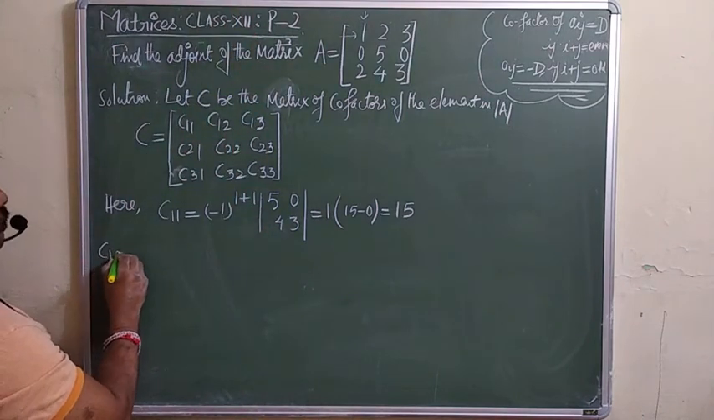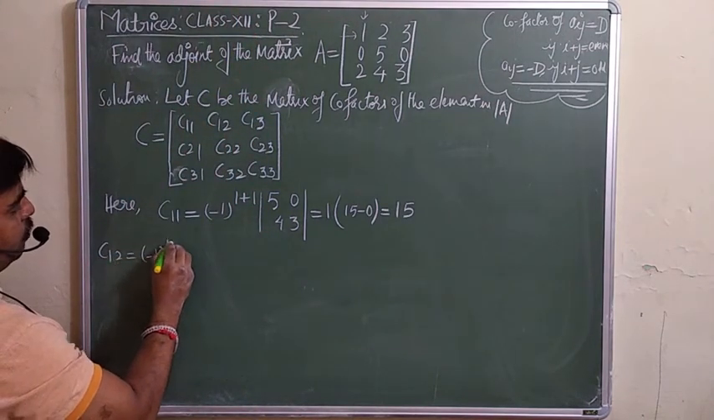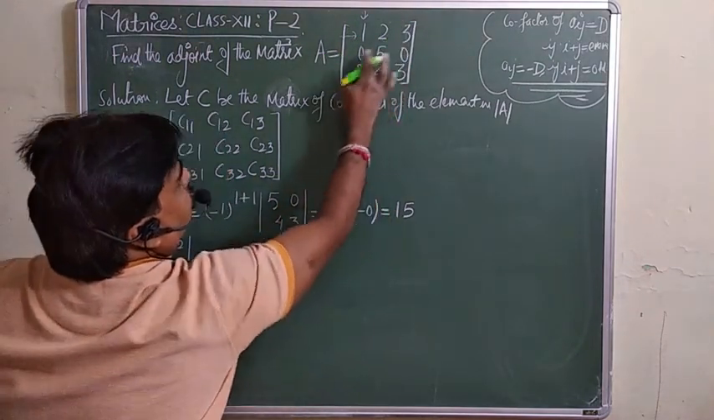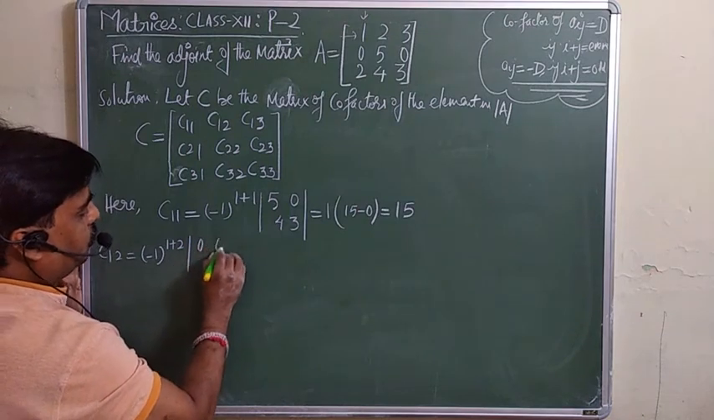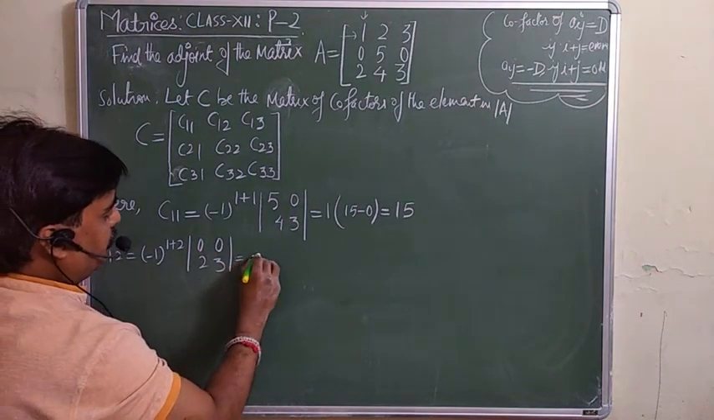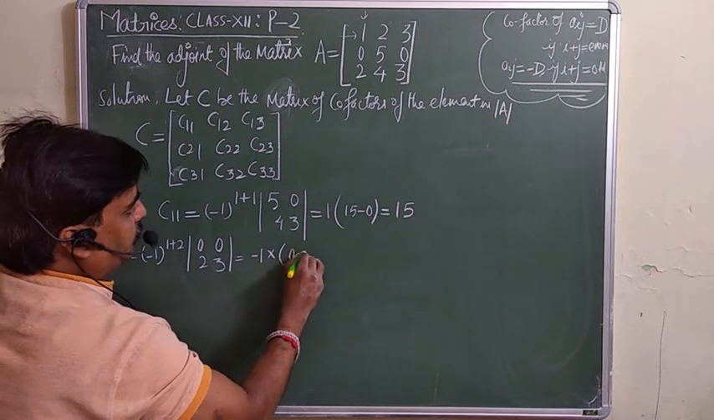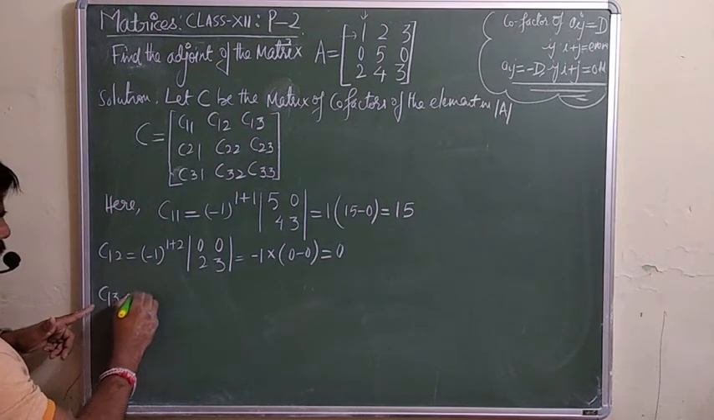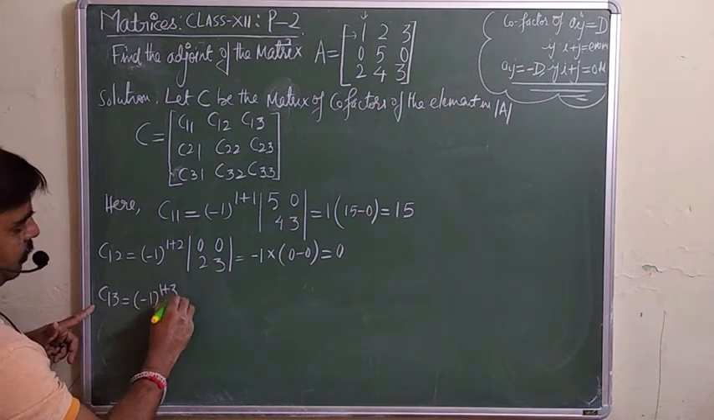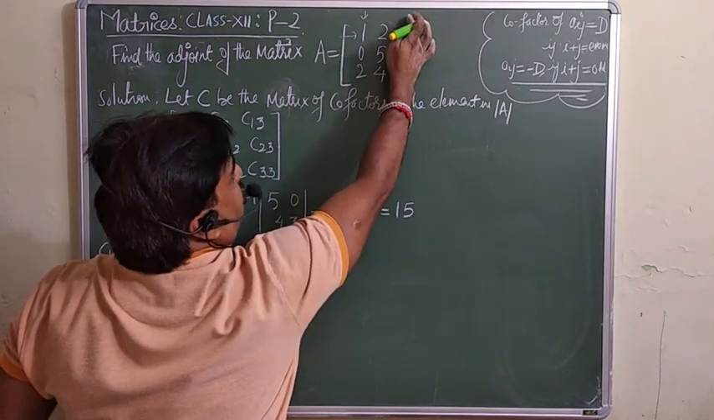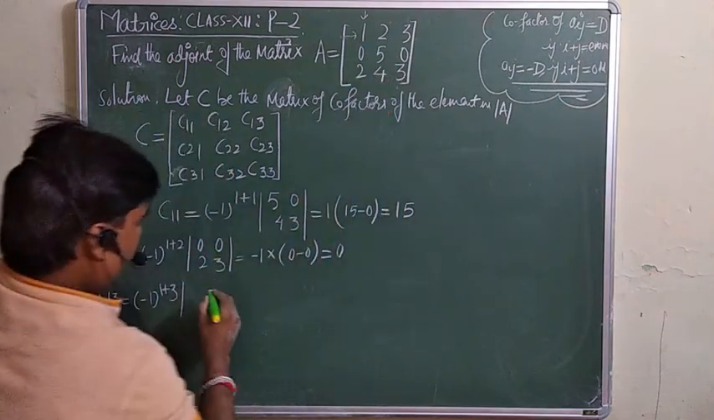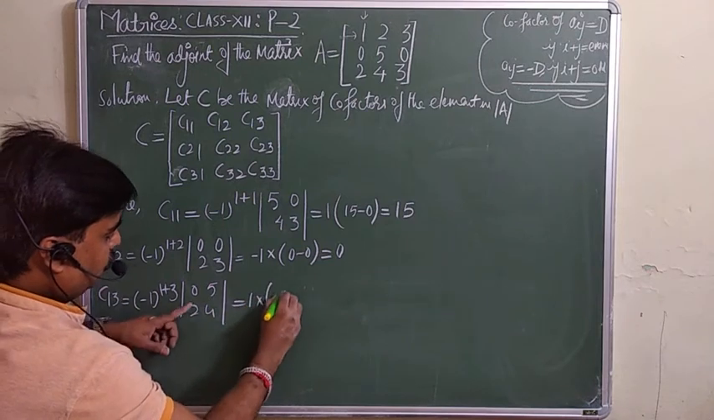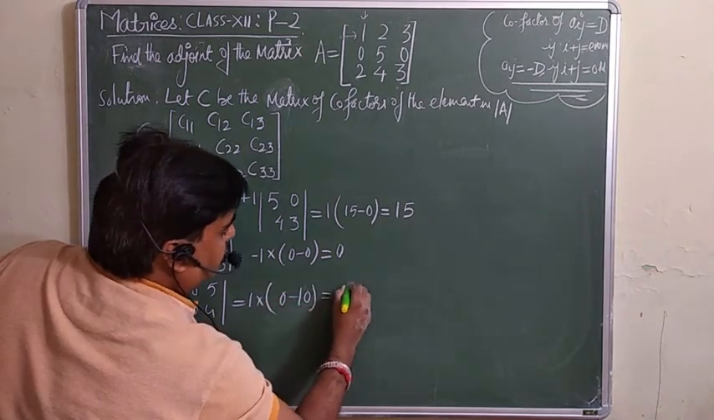Similarly, C12, that is minus 1 raised to power 1 plus 2. First row, second column. So you will get 0, 0, 2, 3. So this is minus 1 into 0 minus 0, so you will get 0 itself. Then C13, minus 1 raised to power 1 plus 3. First row, third column. So 0, 5, 2, 4. You will solve this one: 1 into 0 minus 10. You will get minus 10.